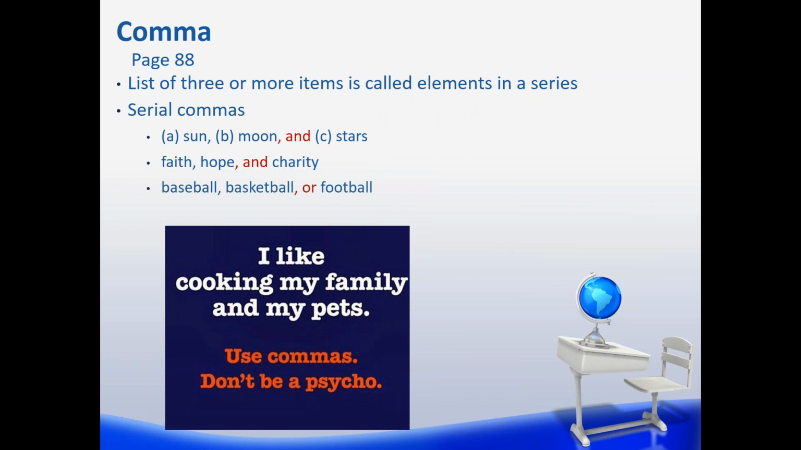So the first one is called a serial comma. When you have a list of 3 or more items, it's called elements in a series, and that's why it's called a serial comma. So we always put in the comma before the conjunction and the last item.